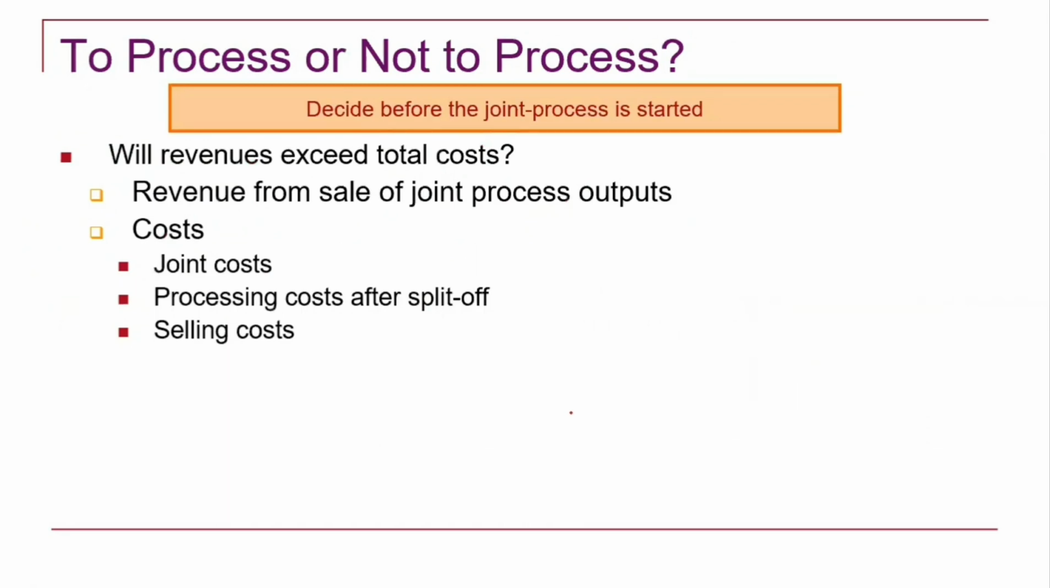So, the question is to process or not to process. Hindi pa po ito yung to process further. So, we are going to decide before the joint process is started. So, number one, will revenues exceed total costs? Syempre, kapag hindi, huwag mo munang ituloy yung joint process natin. Pangalawa, so that means revenue from sale of joint process outputs compared sa mga costs tulad ng joint cost.